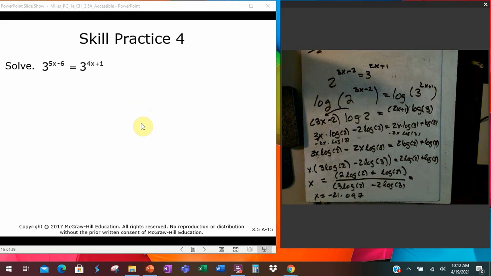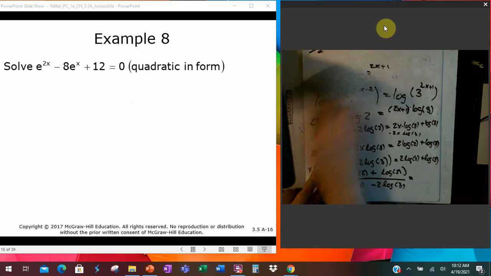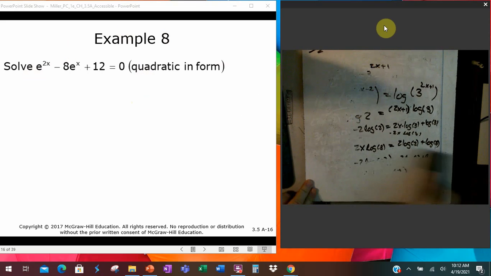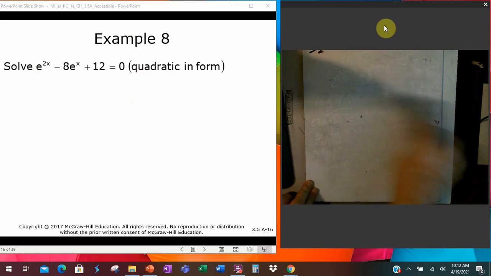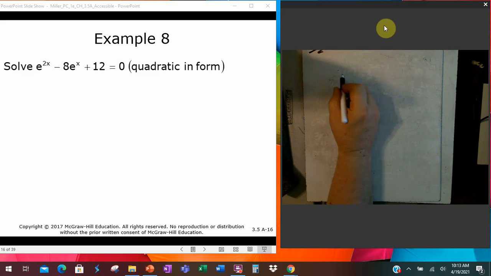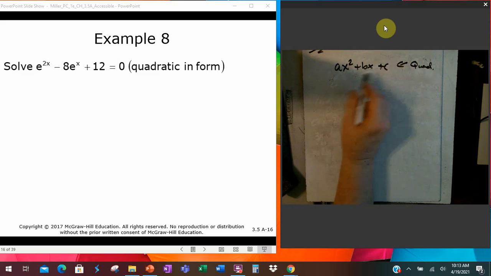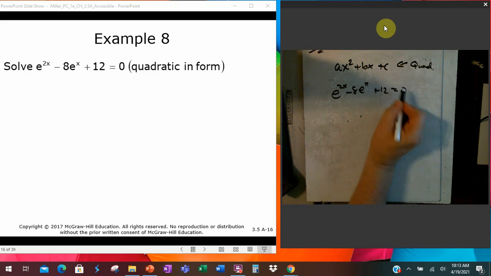Okay, so we'll work some more of these. How about if we get something like this? I get a quadratic form. You remember the quadratic forms are something that looks like a quadratic equation, even though it's not clearly, right? So I'm looking for something, ax squared plus bx plus c. That's my quadratic, right? Okay. They want to solve e to the 2x minus 8e to the x plus 12 equal to 0.